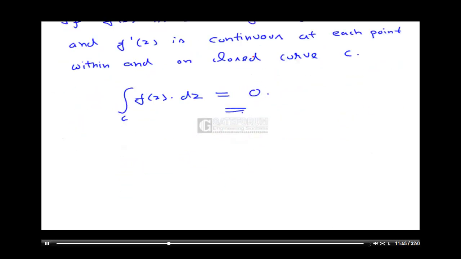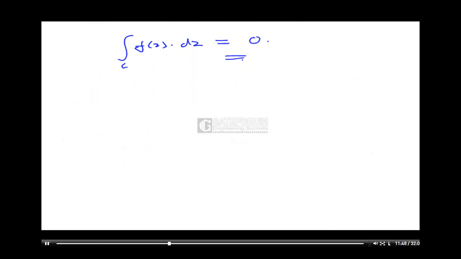So directly we can make use of this theorem and get the answer, which is nothing but equal to 0. That means if any complex function f(z) satisfies this condition, its integral will become 0. Now, how to prove this?